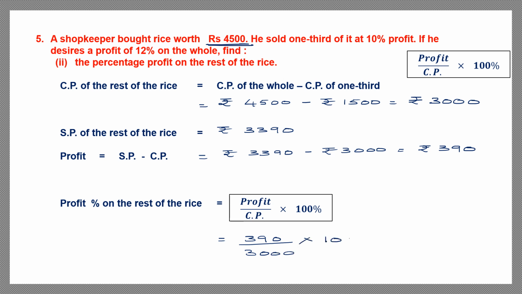So we multiply this by 100%. Let's cancel. I can cancel two zeros here from 100. I can cancel one more zero. Now I can cancel 3 and 39. 3 into 13 is 39. That means the profit percent is 13%. So the profit percent on the rest of the rice is 13%.